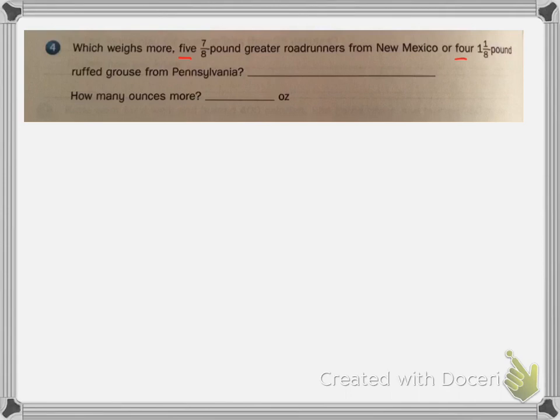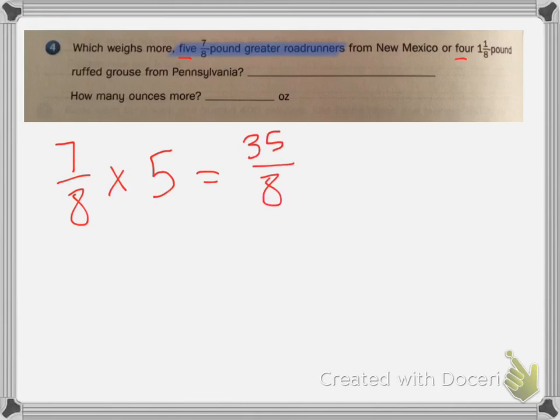All right, let's start with the first one. We have 5 of these great roadrunners from New Mexico. So that means we're going to do 7/8 times 5. Okay, so if I count by 7/8, 7/8, 14/8, 21/8, 28/8, and 35/8. Okay, I'm going to leave my answer as that for just a second. Let's go to the next one. We have 4 1/8 pounds bird from Pennsylvania. I think it's ruffed grouse. We'll just call it that.